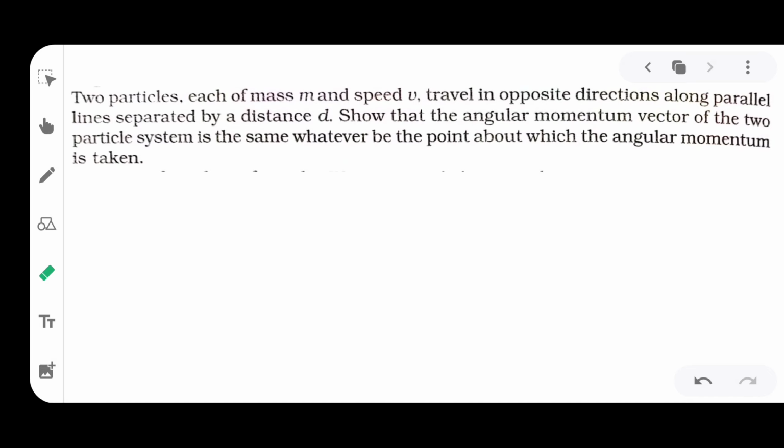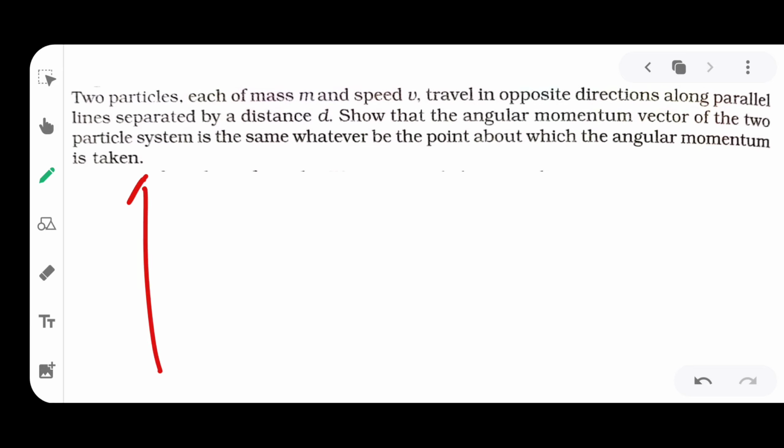The next question is 7.7. Two particles, each of mass m and speed v, travel in opposite directions along parallel lines separated by a distance d. Show that the vector angular momentum of the two particle system is the same whatever be the point about which the angular momentum is taken. So basically here we have to calculate the angular momentum and prove that it does not depend upon which point we are considering. From whichever point we consider the system, the angular momentum remains the same.